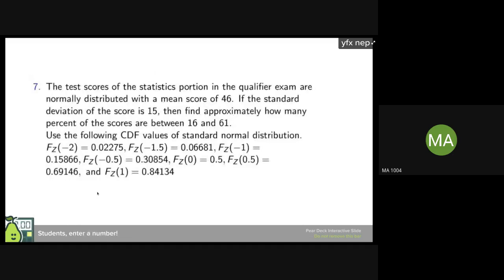Okay. This is question number 7. So you have studied standardization, right? In this week. Standardization, have you studied? Yes, sir. Okay. So question 7 is based on standardization. The test scores of the statistics portion in the qualifier exam are normally distributed with a mean score of 46. If the standard deviation of the score is 15, then find approximately how many percent of the scores are between 16 and 61. Use the following CDF values of a standard normal distribution.